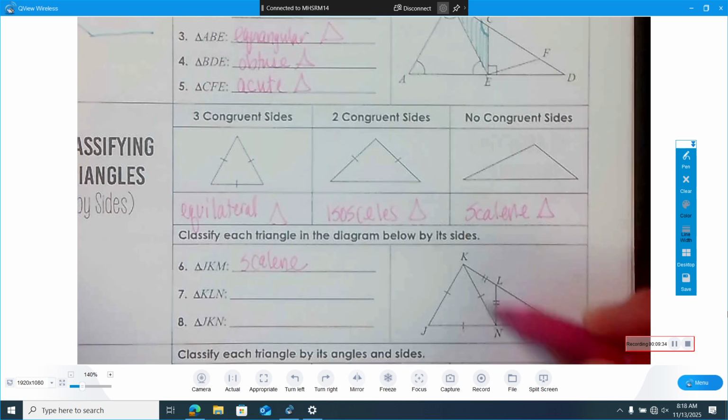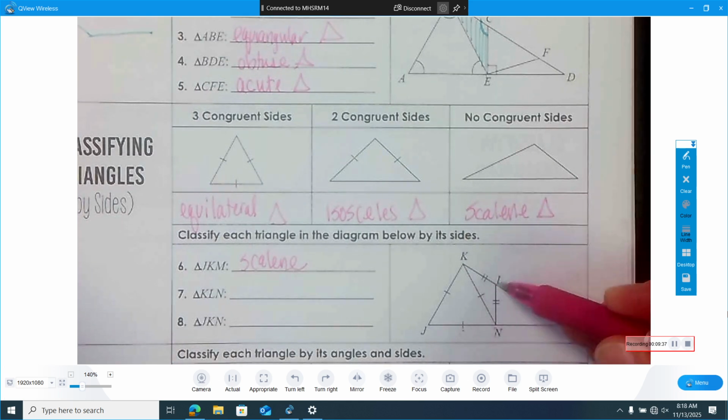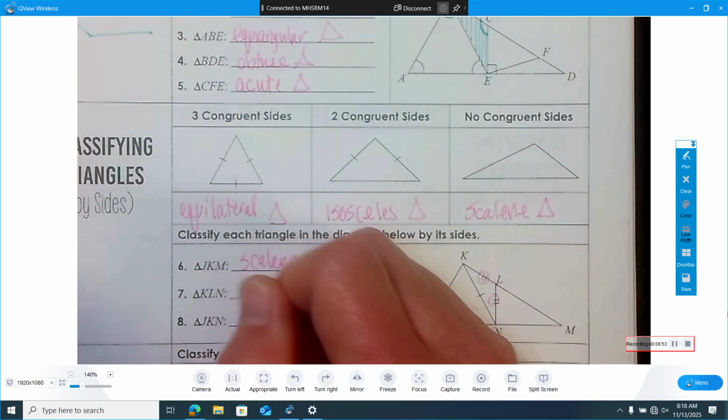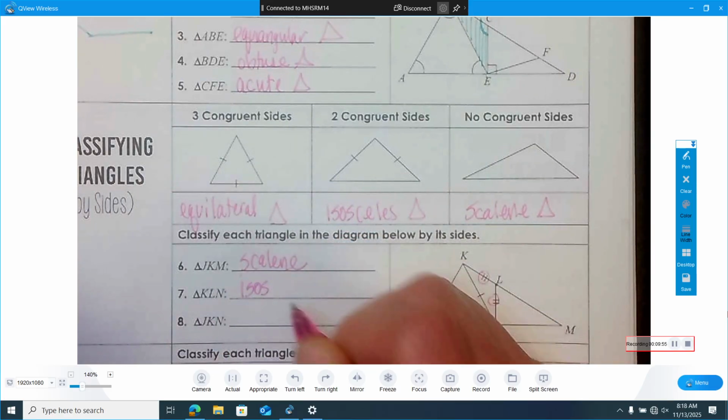KLN. KLN is this little guy in the middle here. Isosceles, it has 2 congruent sides, so those double tick marks there mean those 2 sides are congruent, so this is isosceles.